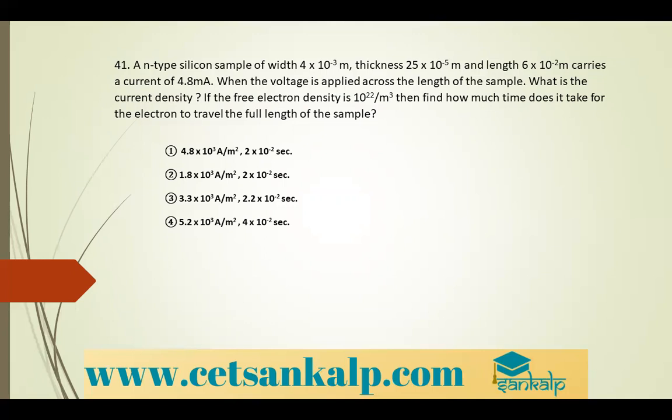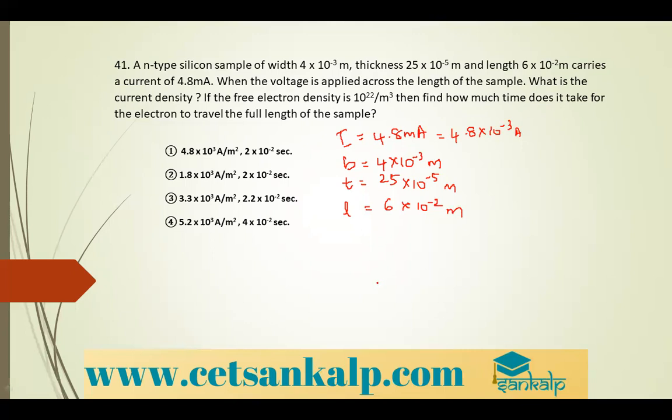A n-type silicon sample of width 4 into 10 to the power minus 3 meter, thickness is 25 into 10 to the power minus 5 meter, and length. So 1 by 1 data. I was given as 4.8 milliampere. That is nothing but 4.8 into 10 to the power minus 3 ampere. Next, width B is equal to 4 into 10 to the power minus 3 meter. Thickness T is 25 into 10 to the power minus 5 meter. Length 6 into 10 to the power minus 2 meter.